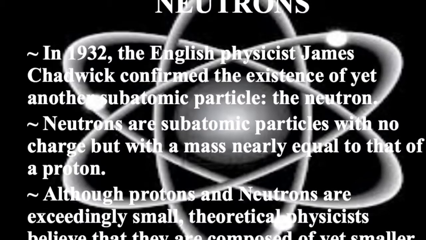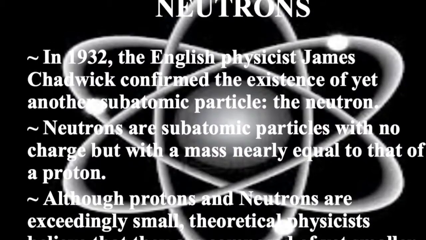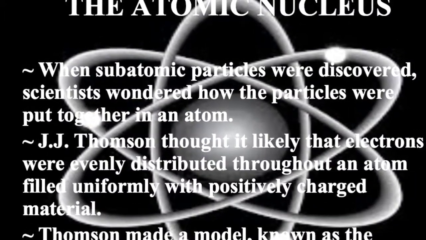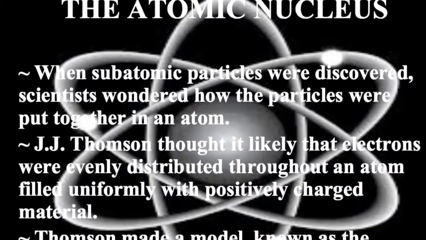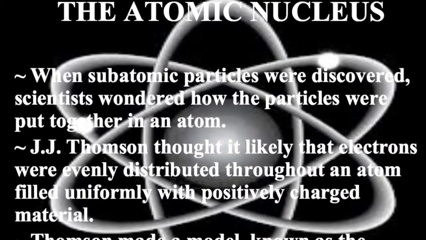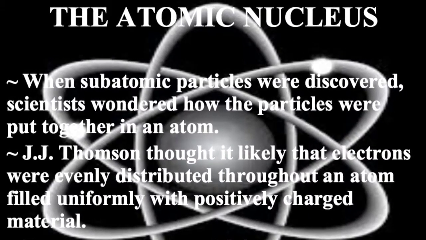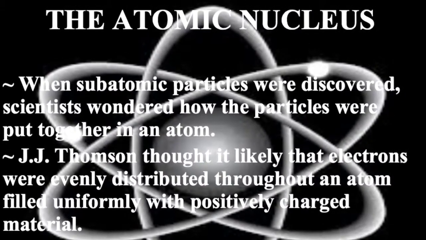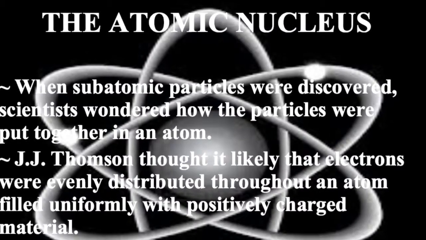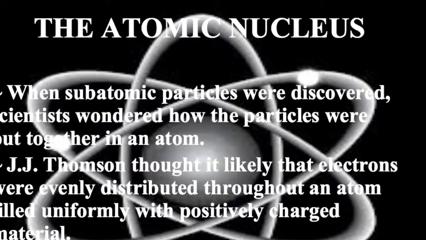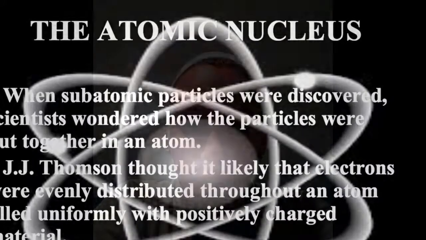Although protons and neutrons are exceedingly small, theoretical physicists believe that they are composed of yet smaller subnuclear particles called quarks. When subatomic particles were discovered, scientists wondered how the particles were put together in an atom. J.J. Thomson thought it likely that electrons were evenly distributed throughout an atom filled uniformly with positively charged material. Thomson made a model known as the plum pudding model, where electrons were stuck into a lump of positive charge, similar to raisins stuck in dough.